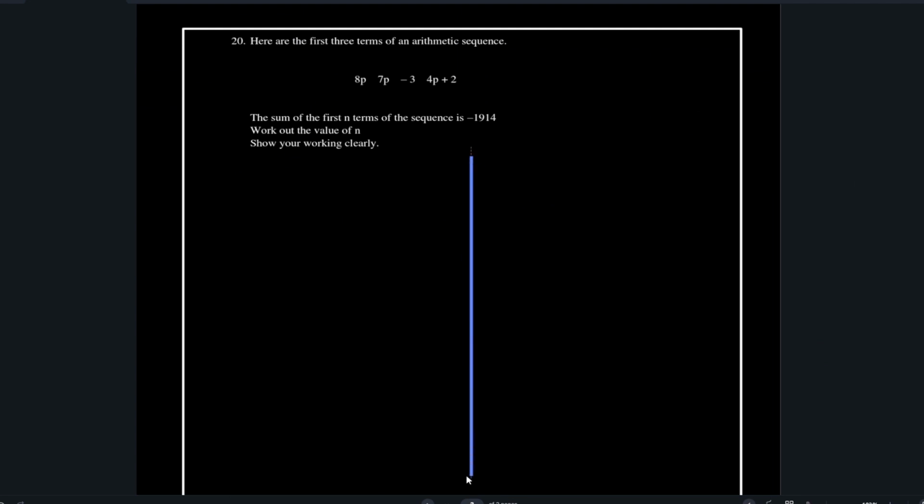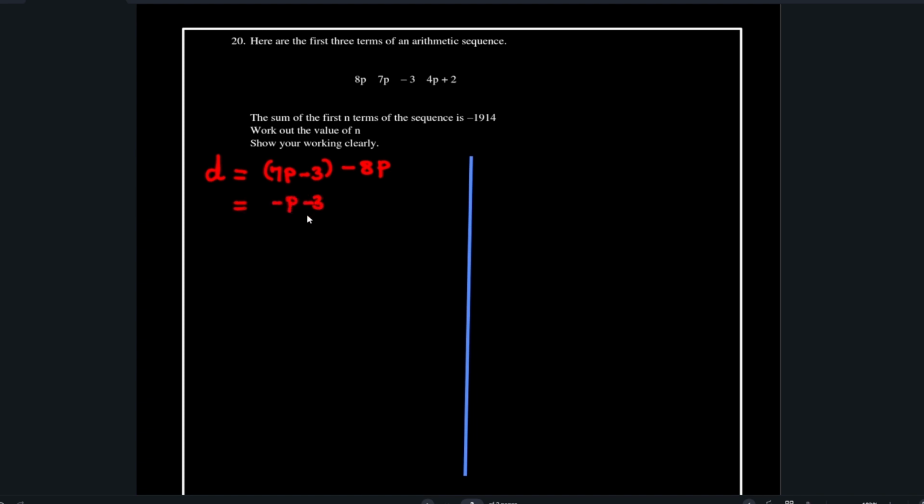Now, the three terms given are actually 8p, 7p minus 3, 4p plus 2. To find a common difference, you subtract 7p minus 3 minus 8p. The common difference is obtained by subtracting a number from the next number after it. That's how we usually get the common difference. In this case, the number before 7p minus 3 is 8p, so we subtract and simplify.